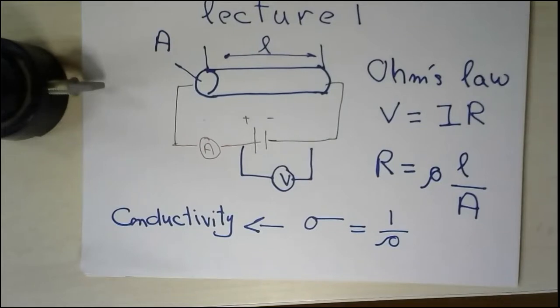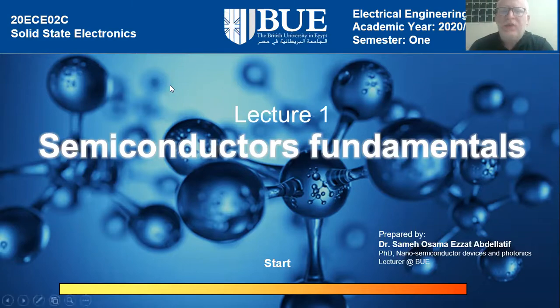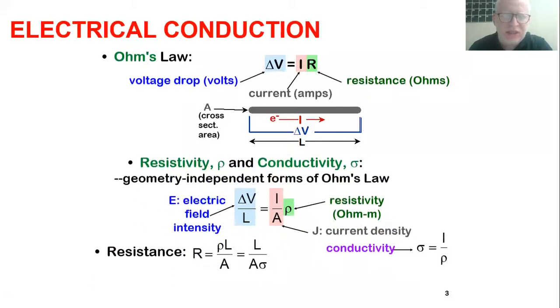So if we go together into the lab, and we do such an experiment together, let me now return to my slide. Let me again change the camera. Okay, so here are the relations I just mentioned. Here the bar with the length L and the cross-sectional area A, and here we have the equation, and we can calculate the sigma, or the conductivity of the material.